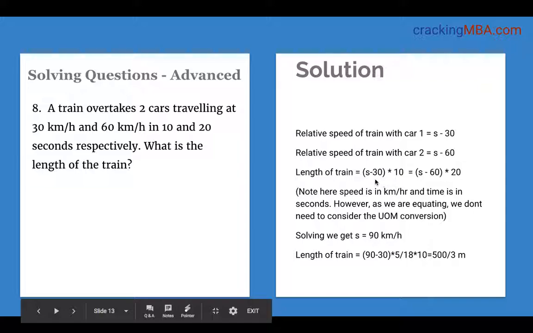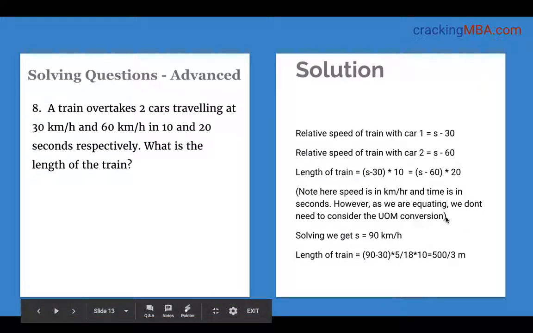So the length of the train is (s minus 30) into 10. And for the second car, it is (s minus 60) into 20. Equating the length of the train in both cases, we get this equation. Now we can solve it and get s equal to 90, and the length of the train, solving this, is 500 by 30 meters.